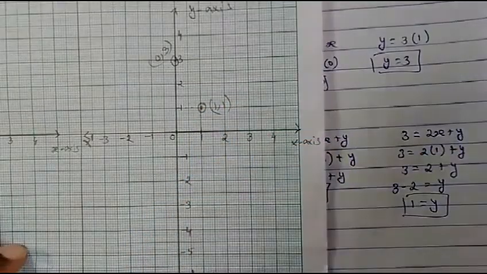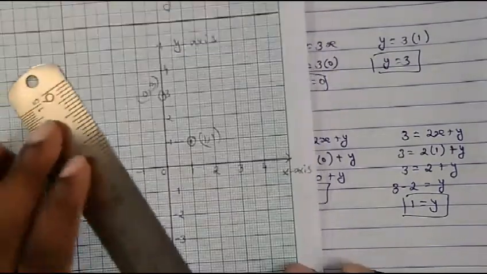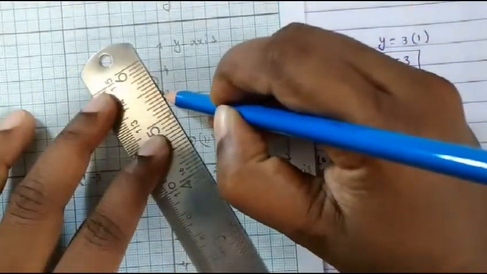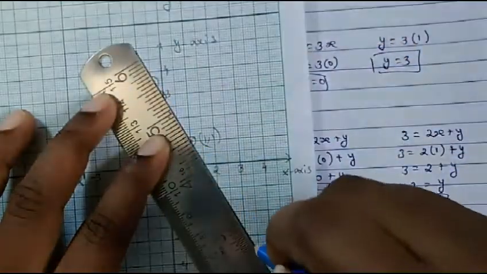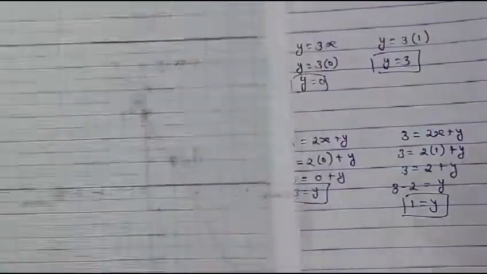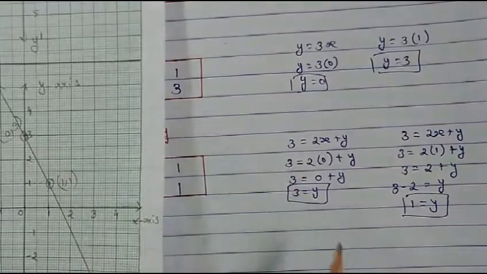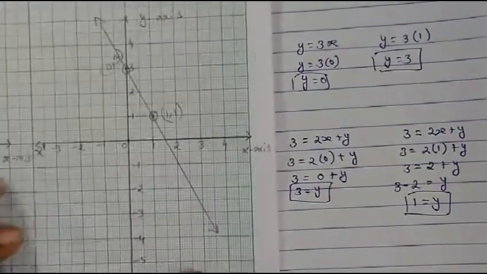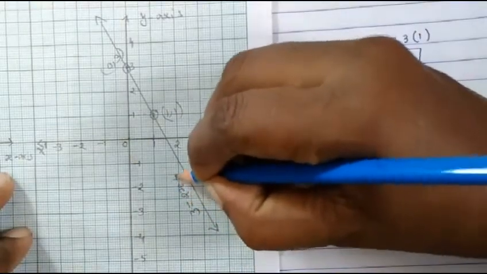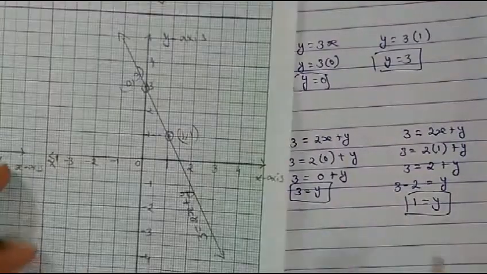So let's join the points. Both these points. So what is the equation? This equation is 3 equal to 2x plus y. So you can write down here 3 equal to 2x plus y.